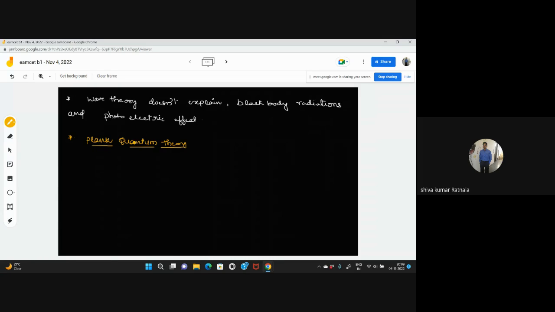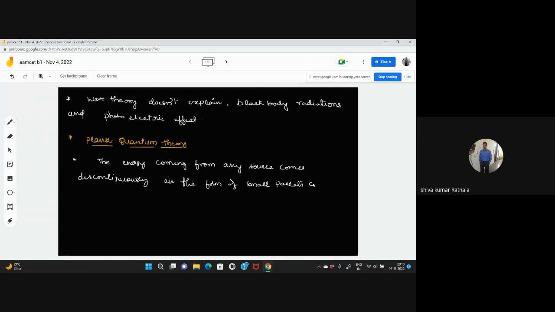Planck quantum theory simply says that the energy coming from any source comes discontinuously, in the form of small packets called quanta.